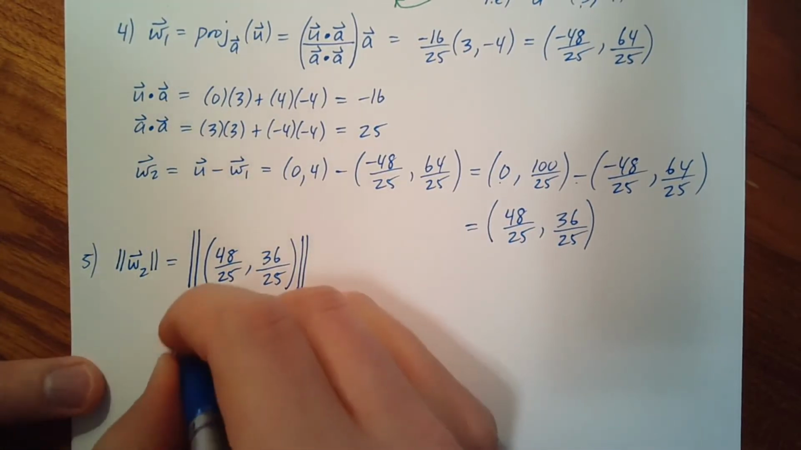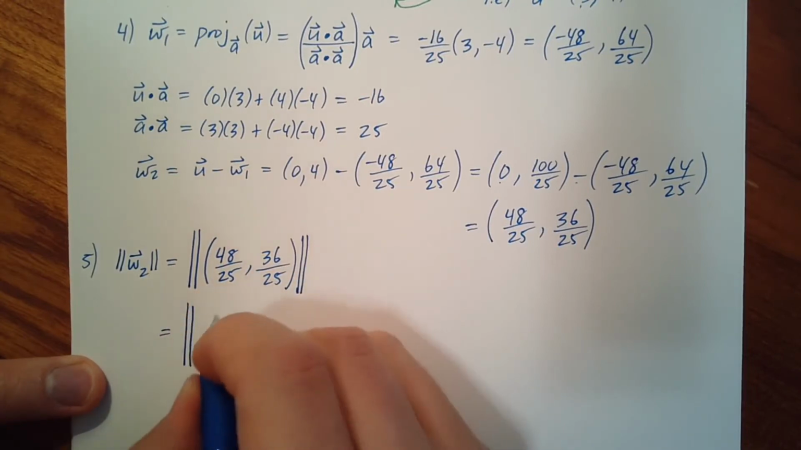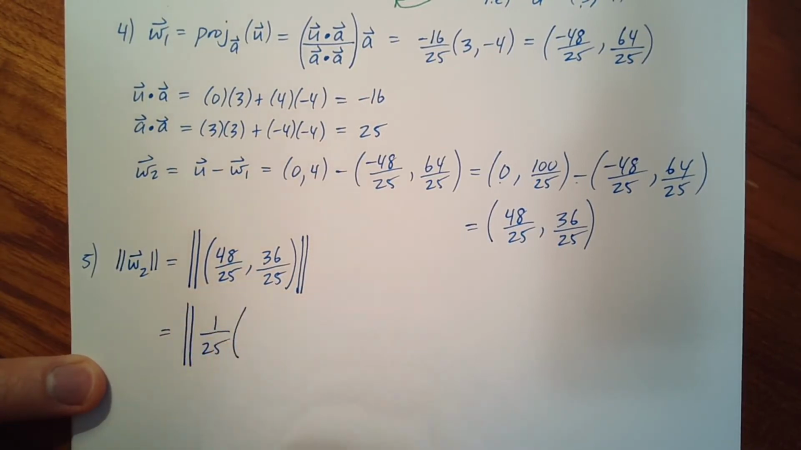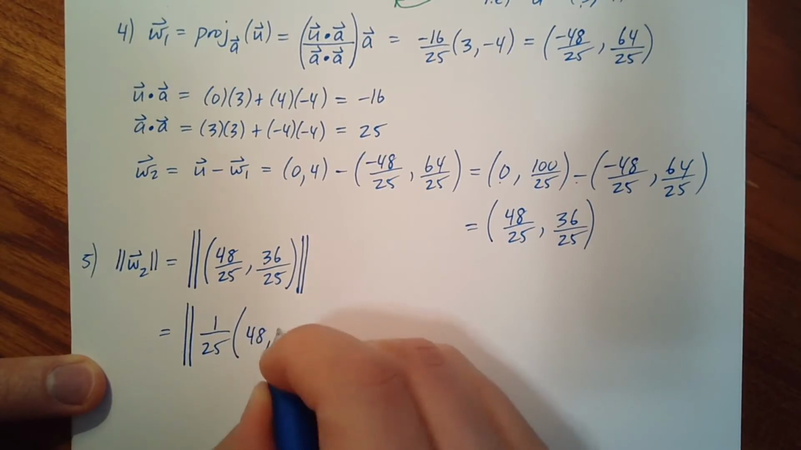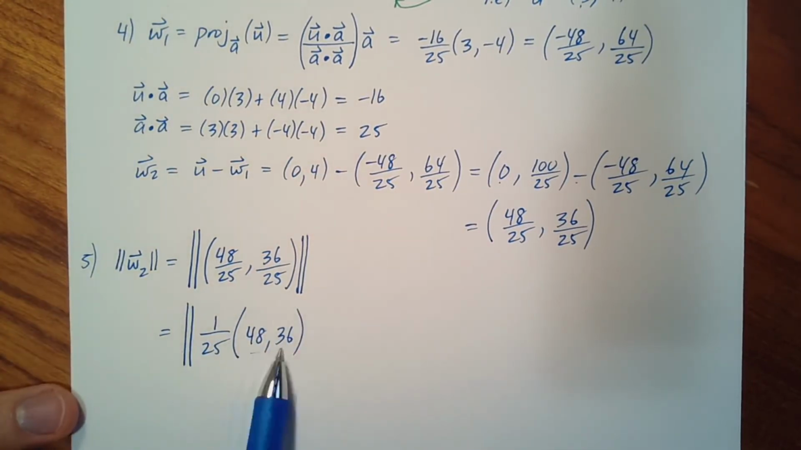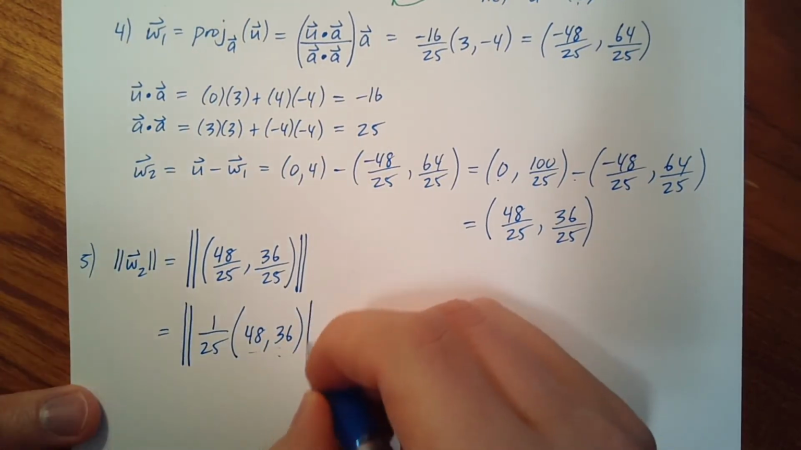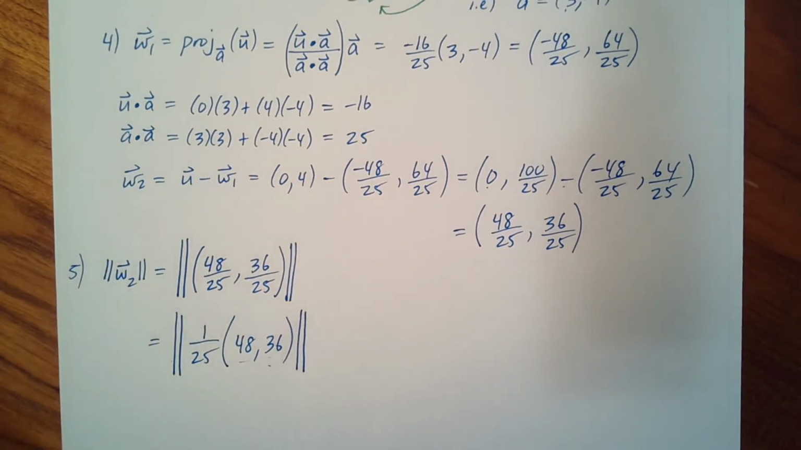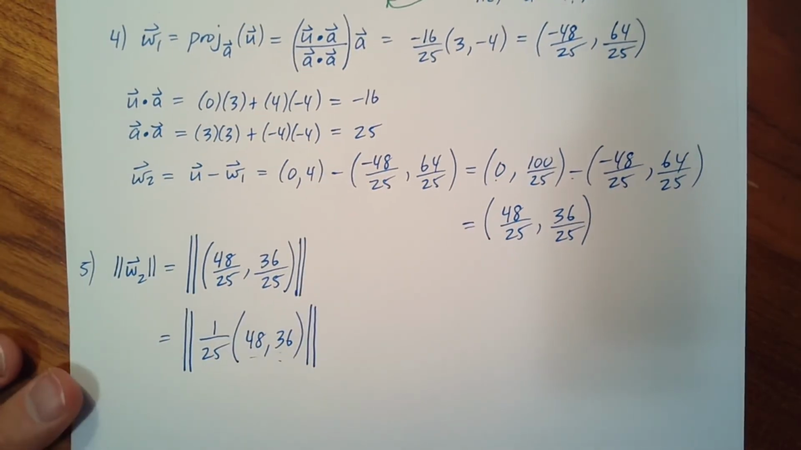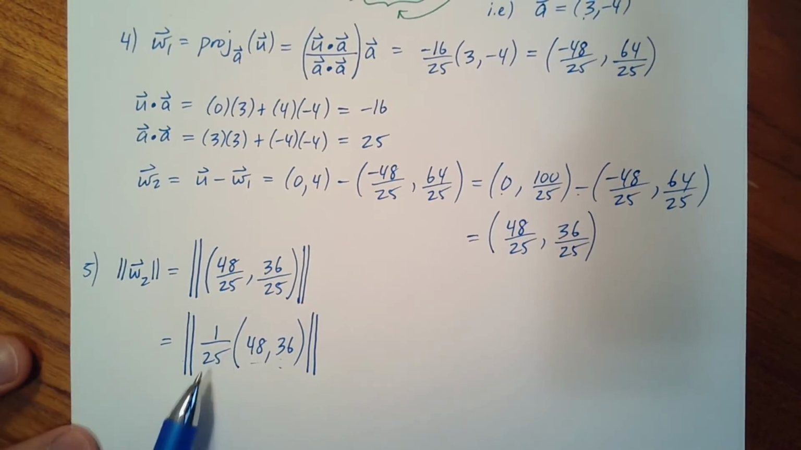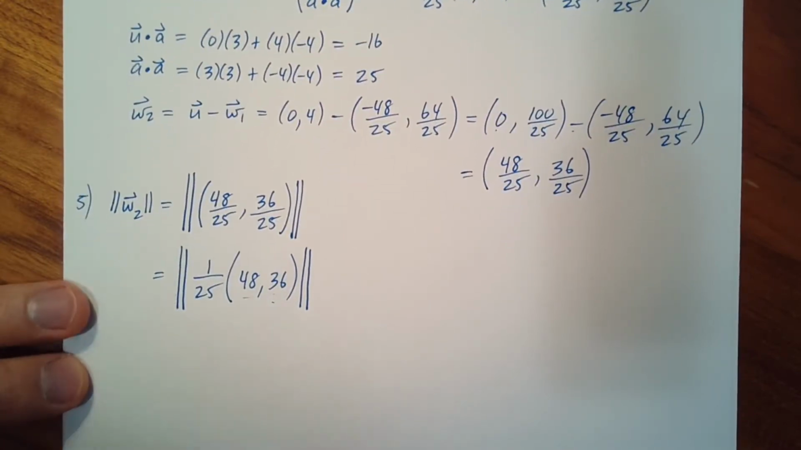So watch what happens if we just write 1 over 25 times the vector 48, 36. Now this vector only has whole number coordinates, so that's going to be nicer to calculate the norm of. And remember, if you have a scalar multiple, you can pull the scalar right out of the norm. You just have to remember to put an absolute value sign on it.